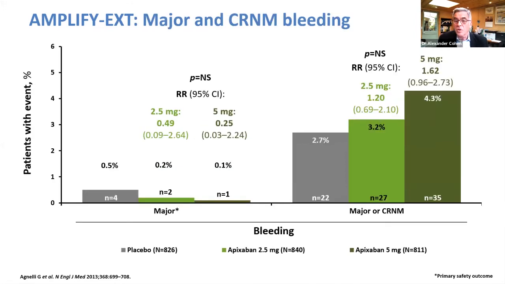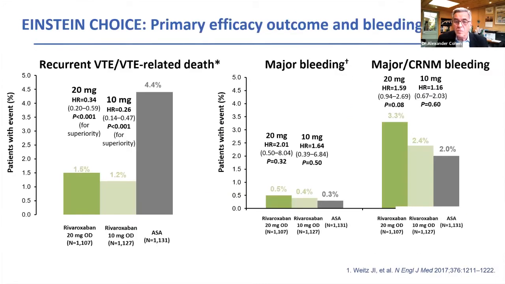We also published this data for bleeding, and no real problems with bleeding when we dropped the dose from, say, 5 milligrams to 2.5, or compared to placebo, or clinically relevant bleeding. So nothing to indicate a problem with a lower dose or less exposure. Same with rivaroxaban. We published this data 3 years ago. And what you can see is when we drop the dose of rivaroxaban from 20 milligrams to 10 milligrams, no difference in recurrences, no differences in major bleeding or clinically relevant bleeding.